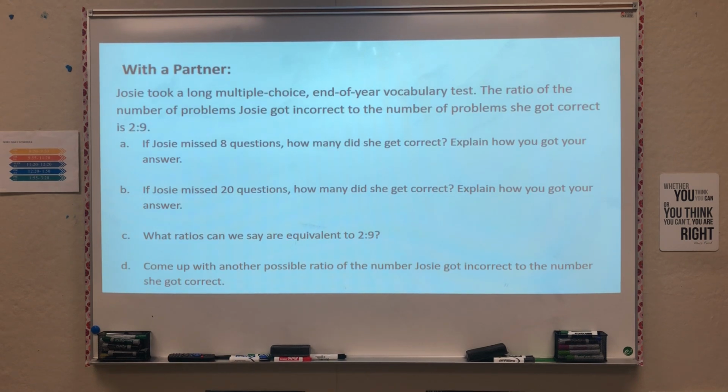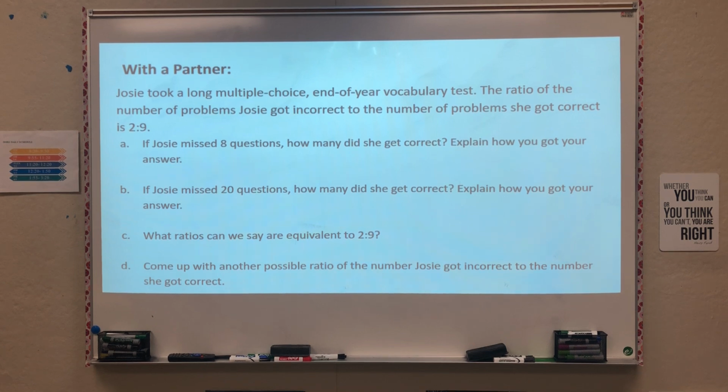Back here, that 2 to 9 means for every 2 what? Incorrect. For every 2 incorrect questions, there are 9 right. Yep. So that way it's not just saying there's a total of 11 questions. She got 2 wrong, 9 right. We're saying for every 2 she got wrong, she got 9 right.